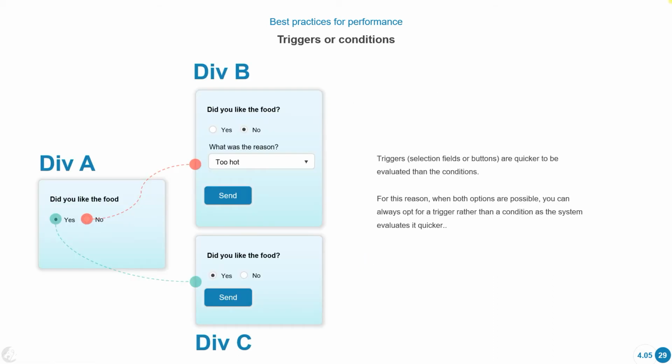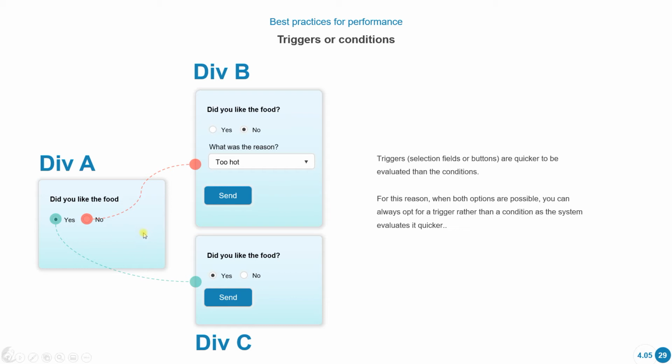The next best practice that I want to show you guys is the difference between triggers and conditions. Whenever we can, we're going to trigger things. Why? Because they're much faster than conditions. If I have to evaluate conditions all the time, the performance in my form is going to be much worse.